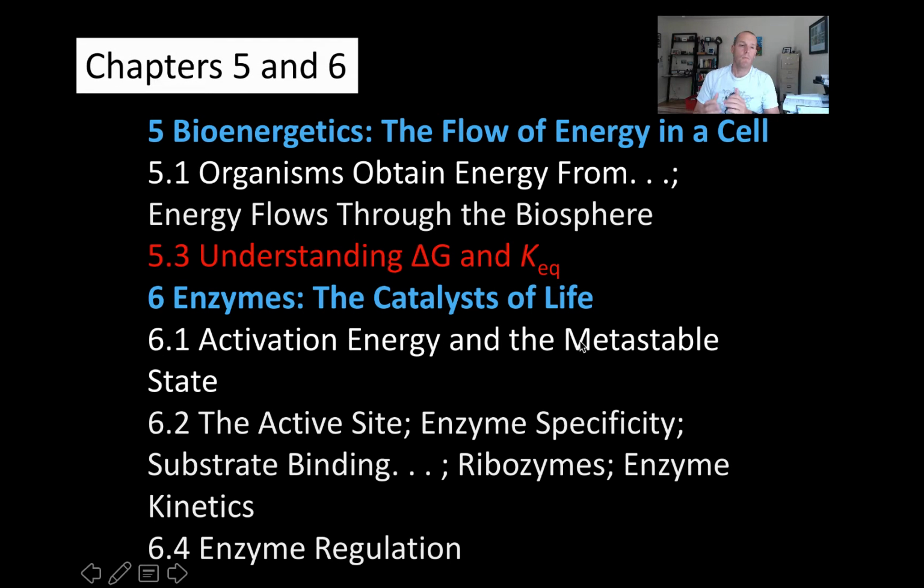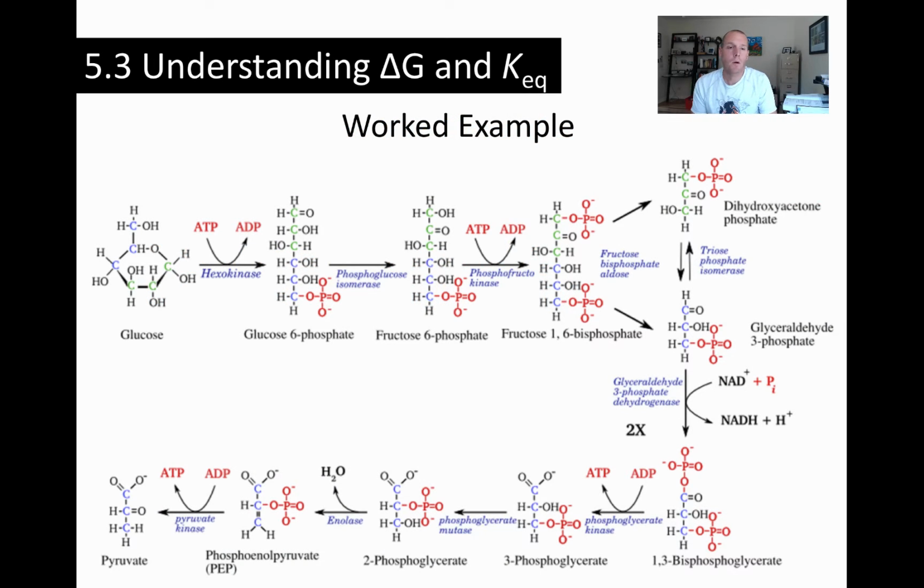Okay, welcome back. So, studying 5.3 here, we're gonna look at a worked example. So you've got a second example of this, not just the one that's listed in your book. So we're gonna stick with glycolysis though, and we're gonna look at this reaction here, the interconversion of dihydroxyacetone phosphate, or DHAP, to glyceraldehyde 3-phosphate down here by the enzyme triose phosphate isomerase.